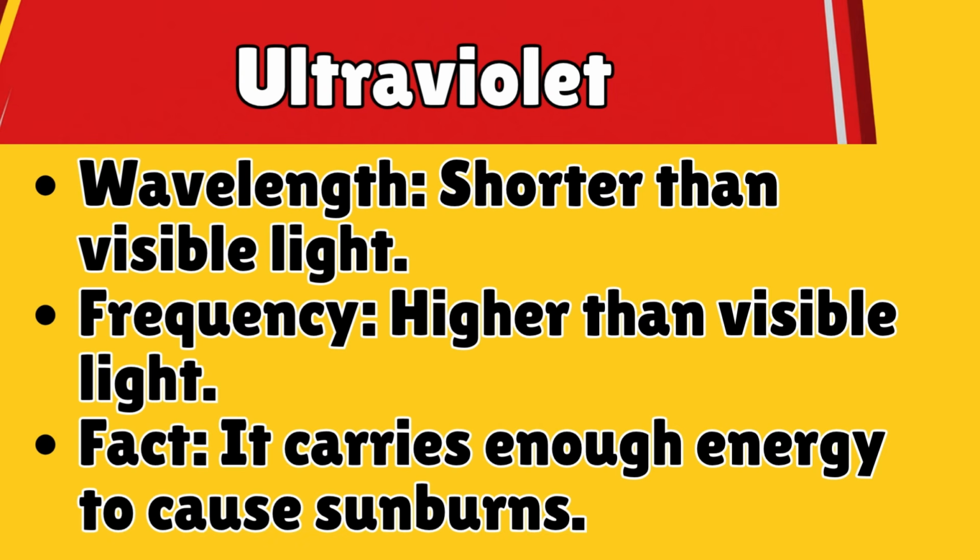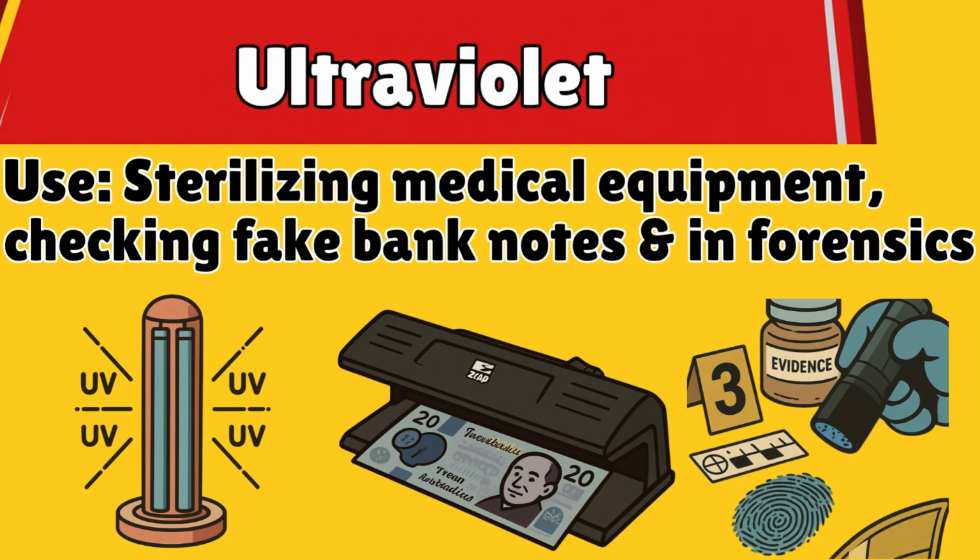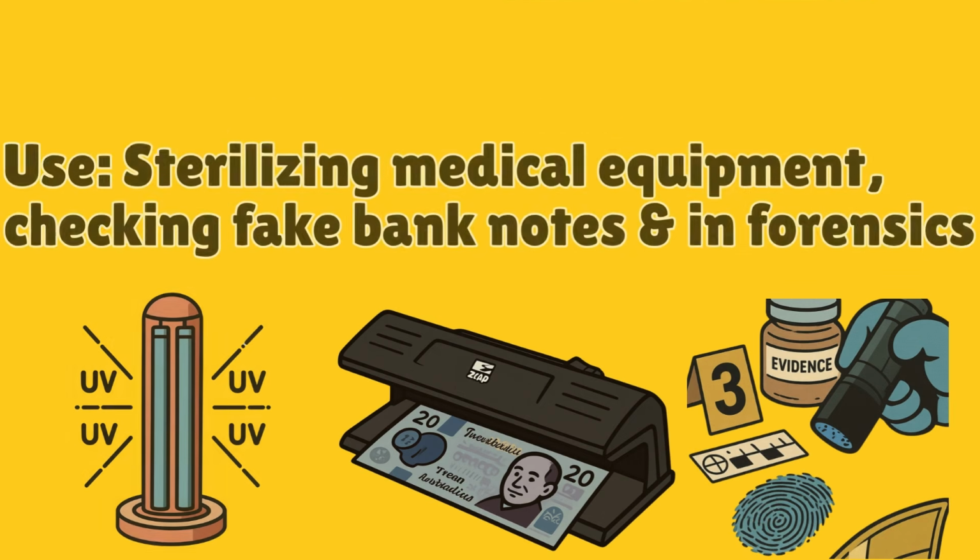Next is ultraviolet rays. The wavelength is shorter than the visible light. The frequency is higher than the visible light. Fun fact, it carries enough energy to cause sunburns. So the uses of ultraviolet ray is that it is used in sterilizing medical equipment. It is also used in checking fake banknotes. When you put the money or the banknotes under this UV, you can tell if it is fake or real. And in forensics, it is also used to locate traces of blood, of fluids, and fingerprints.